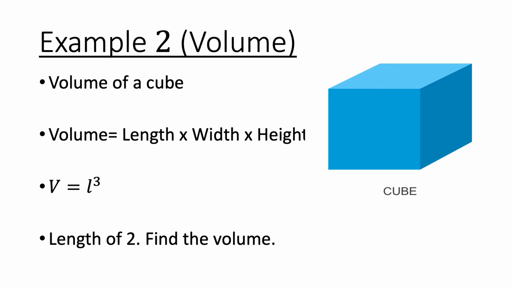I forgot to put units, so we're going to put centimeters there, there, and there. So V is equal to 2 times 2 times 2, which gives us 8 centimeters cubed. A key note, guys, is that volume is always in units cubed. It's always either centimeters cubed, meters cubed, or millimeters cubed, depending on the nature of the question that you have.